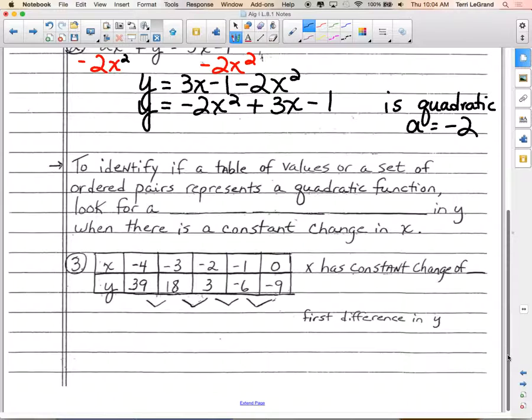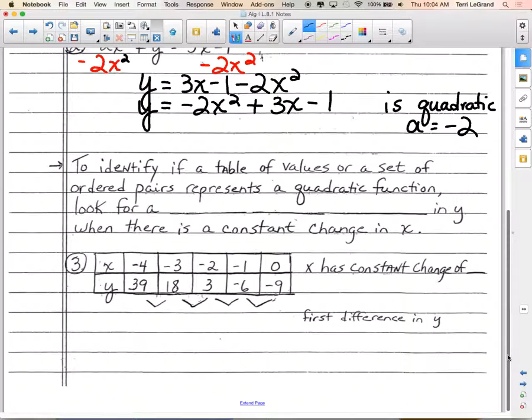Let's go look at number 2, which is quadratic. Well, that one's very nice. All the x's are going by 1s, aren't they? What's happening to the y's? Are they changing at a constant rate? We're going down by 3, and when it hits the vertex, then it goes up by 3. Well, does it always go down by 3? No. Even to get to the vertex, does it go down by 3?